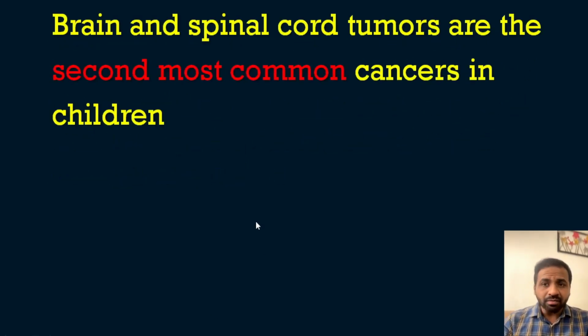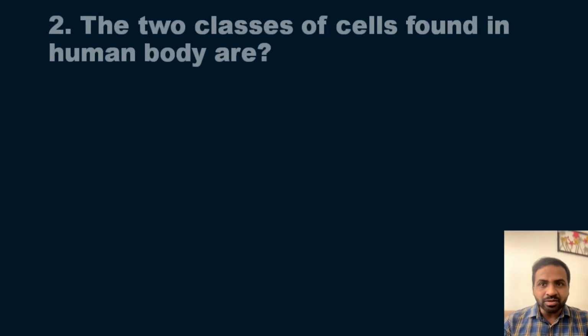Okay, and in the options we have seen brain tumors and lung tumors, etc. The brain and spinal cord tumors are the second most common cancers in children. So the first one is leukemia, the second one is brain and spinal cord tumors. Okay, so that's all regarding the first question.